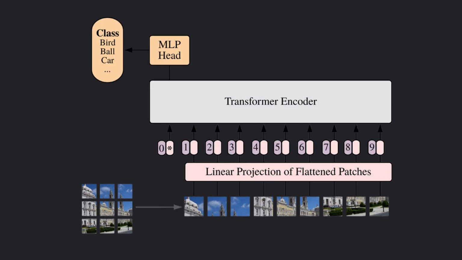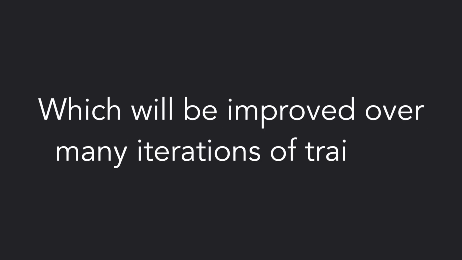The solution is to prepend the input sequence with another dummy vector. Then we can look at the model's output vector for that corresponding index. This is the model prediction, which will be improved over many iterations of training. And that's the gist of vision transformers. There is one catch though.